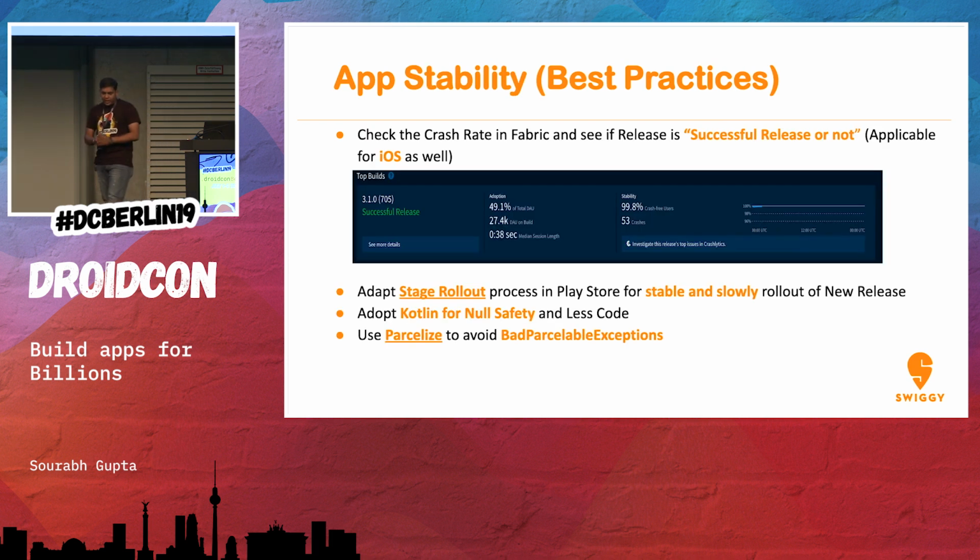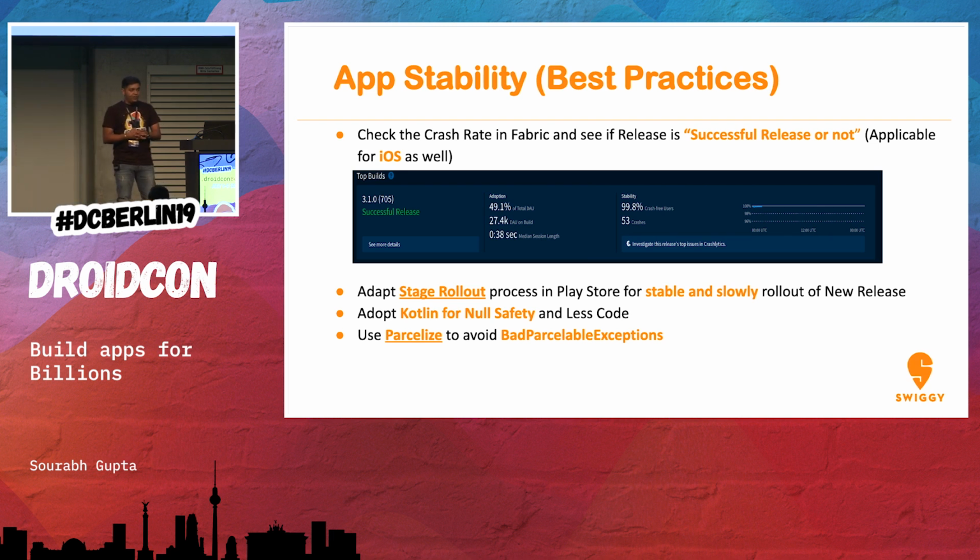Now comes the next topic, app stability: how stable your app is. Now that we have done the optimization for the build time, developers are working on improving the app. You can check stability in many ways. One way we check is, whenever we roll out a build to users, we check Crashlytics Fabric to see whether our build is a successful release or not. It's based on your crashes, how many crashes you are showing.